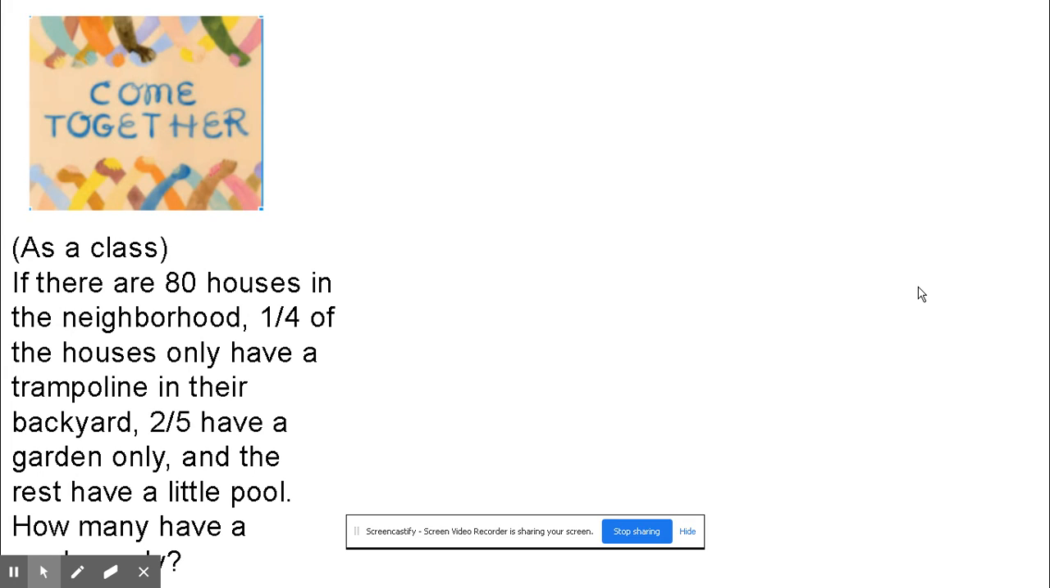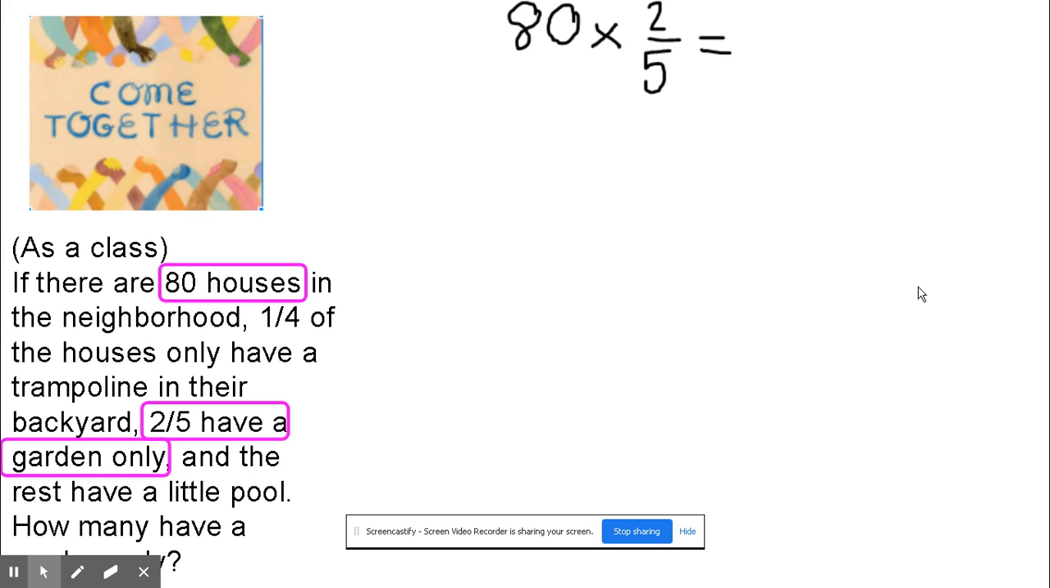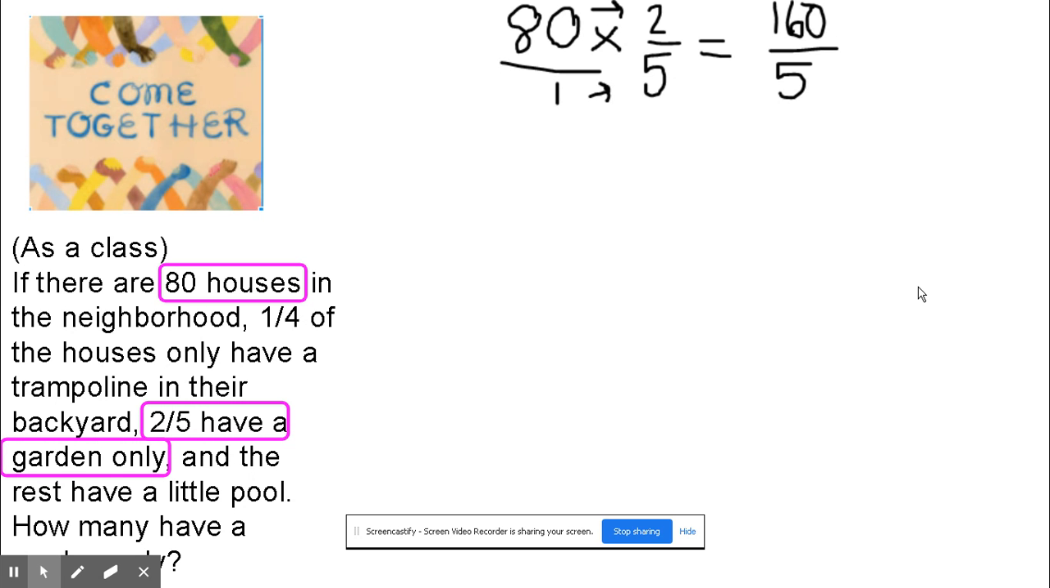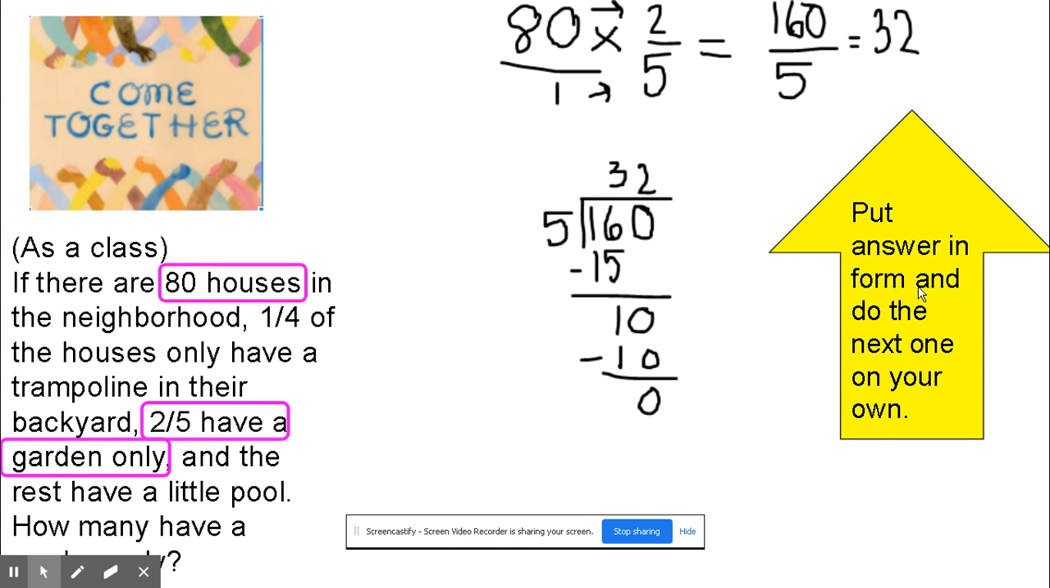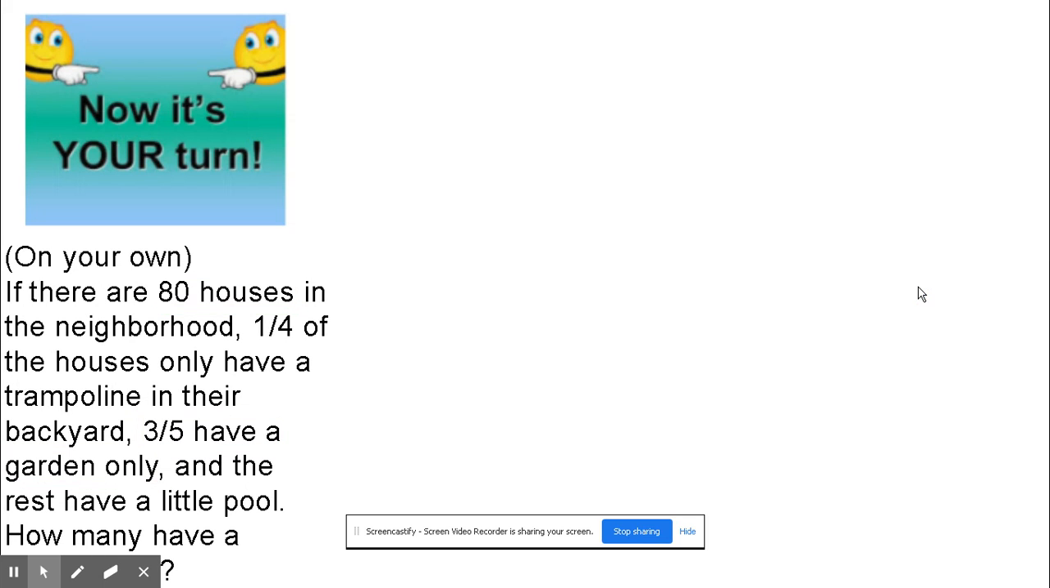If there are 80 houses in the neighborhood, 1/4 of the houses only have a trampoline in their backyard. 2/5 have a garden only, and the rest have a little pool. So how many have a garden only? So we're going to look at 80 times 2/5. Same thing, multiply straight across, and we end up with 160 divided by 5, which is 32. Go ahead and place this one in your form, and then you're going to solve the next one by yourself.